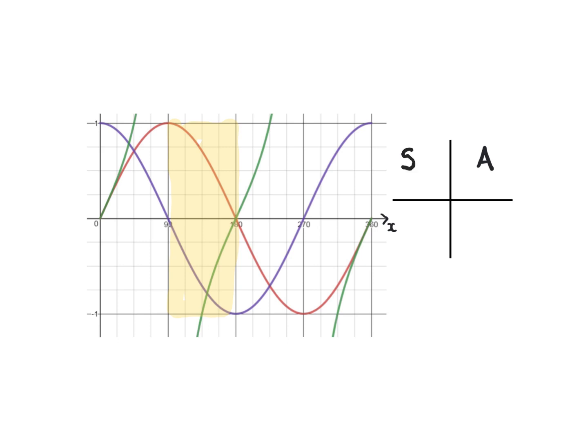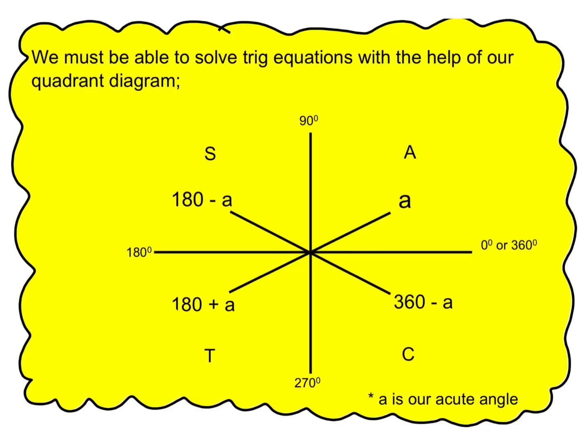We're then going to highlight the third section, and in that you can see the only graph that is above the axis here is the green one, which is our tan graph. So between 180 and 270, the only graph which is positive is T for tan. And then lastly, between 270 and 360, only the cos graph is positive. So in this quadrant, we're going to put a C for cos. So that's where those letters come from in this CAST diagram.